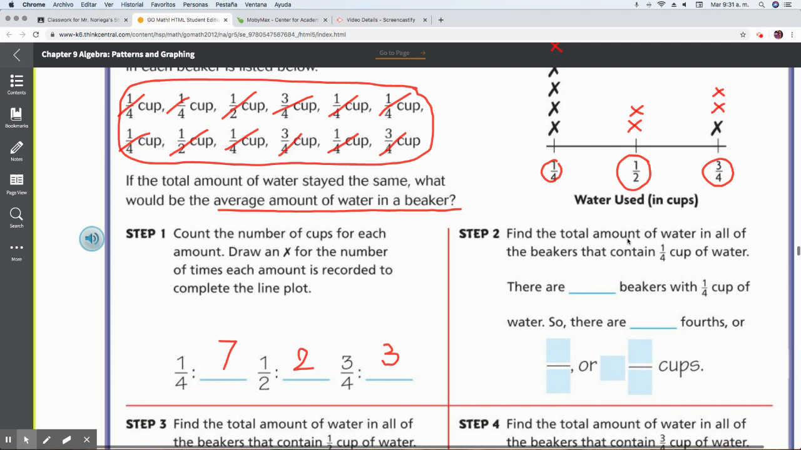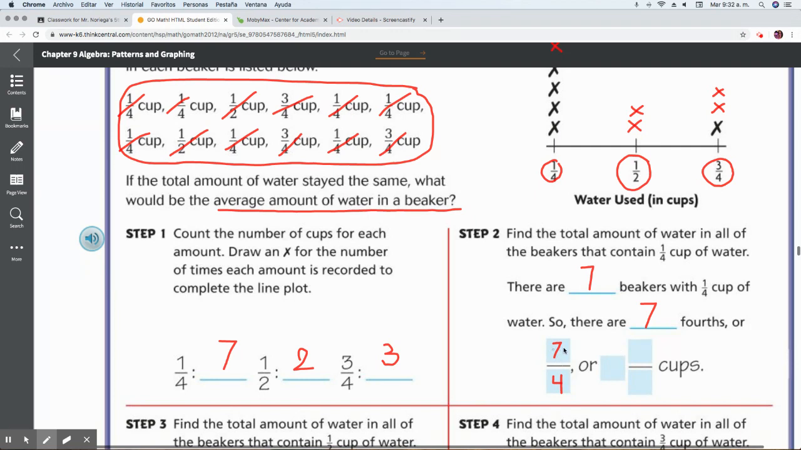Find the total amount of water in all of the beakers that contain 1/4 cup of water. Okay, so how many beakers are with 1/4 cup of water? How many x's are on top of 1/4? 7. So 7 goes on this line. There are 7 beakers with 1/4 cup of water. So how many fourths are there? 7 fourths, written as a fraction, equals 7 on the top as a numerator and 4 on the bottom as a denominator. 7 fourths. Okay, and then we need to simplify.